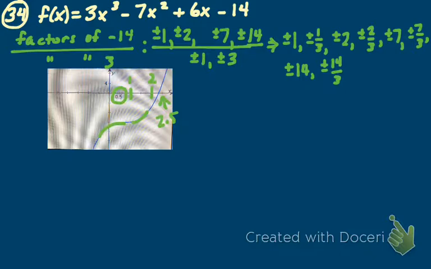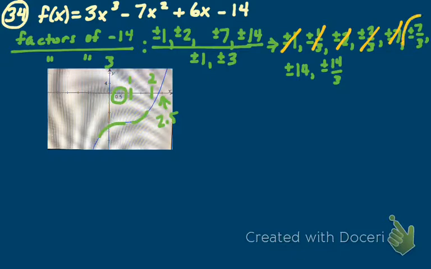So now we can look at our list with a new perspective here. We're going to cross off anything that is not between 2 and 2.5. Well, 1 is obviously not. And since it's positive, we don't even need to worry about the negatives. So we know it's the positive version of whichever one of these numbers is between 2 and 2.5. 1/3 is obviously not. 2 is obviously not. 2/3 is obviously not. Cross off 7. Oh, wait a minute. Here we go.